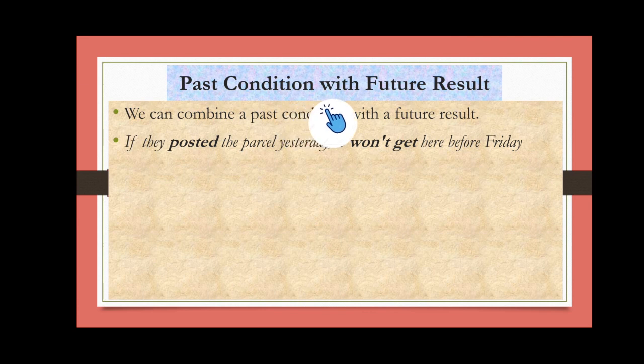Now, past condition with future results. We can combine a past condition with a future result. If they posted the parcel yesterday, it won't get here before Friday. So we are using past condition with future result because the result would happen in the future. If they posted the parcel yesterday, that is, I'm using an unreal conditional clause, past condition. It won't get here before Friday. So something will happen in the future. So past condition with future result.